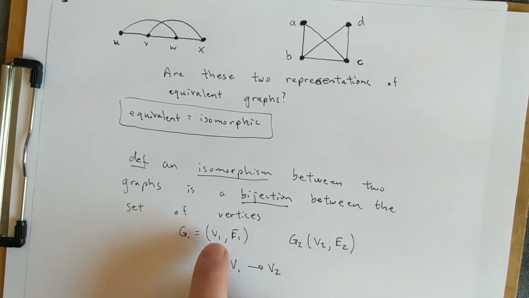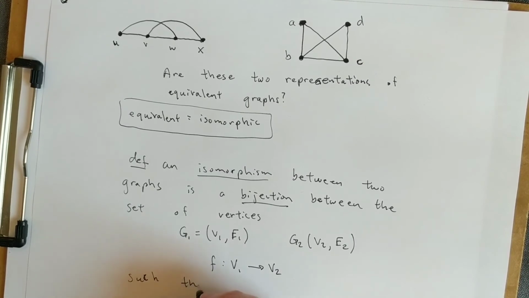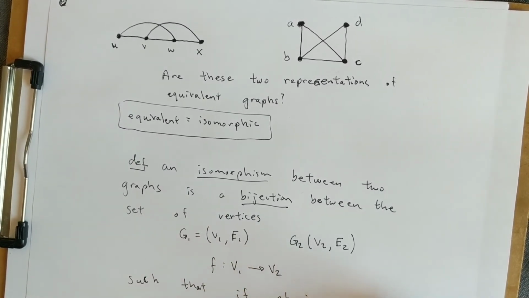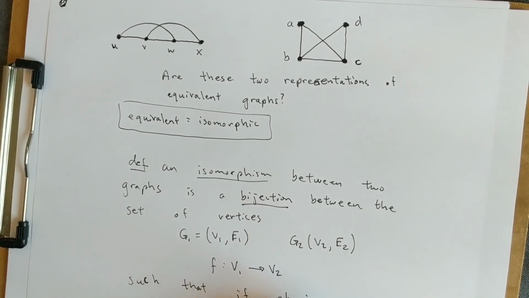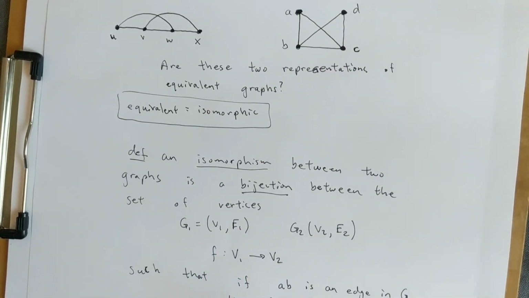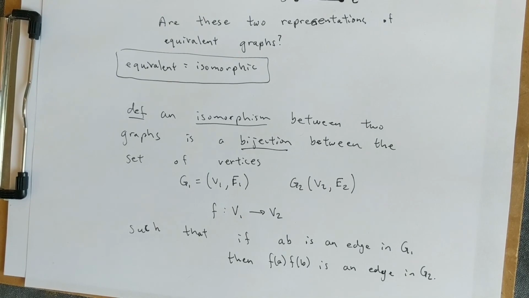First, that tells us that there's the same number of vertices in each set. And then it has an extra step, such that if AB is an edge in G1, then F of A, F of B is an edge in G2. Okay, so let's see how this definition works.